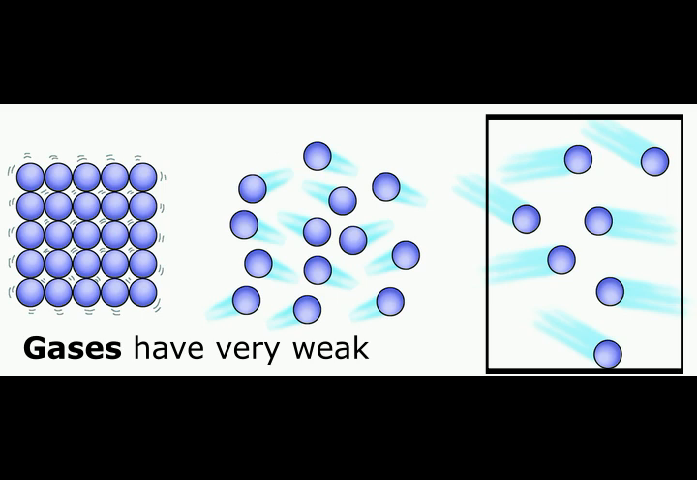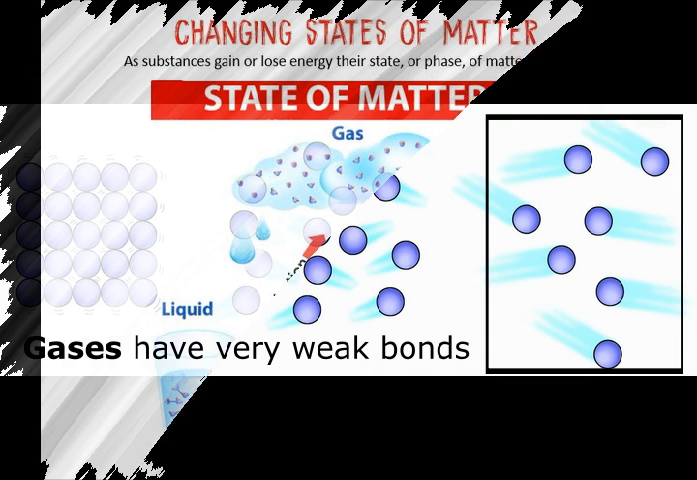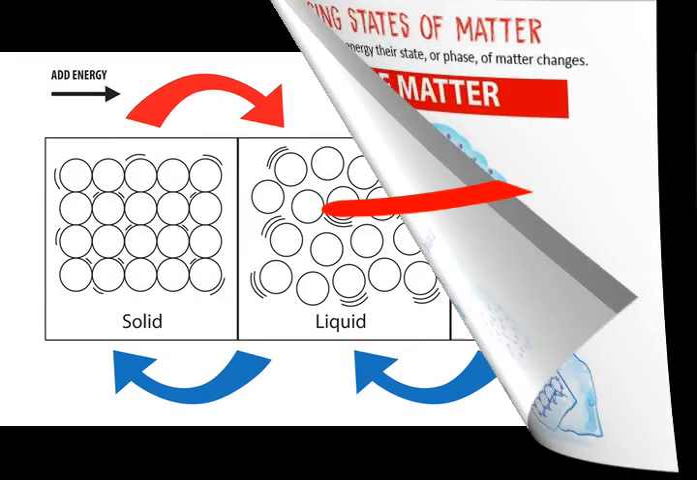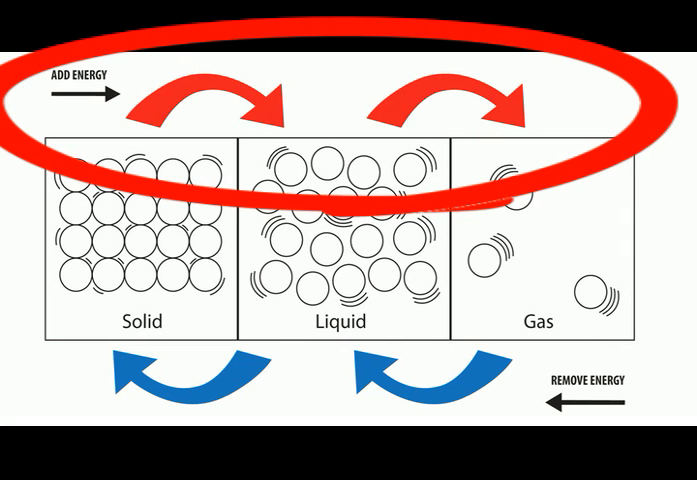Gases, however, have very weak bonds or no bonds at all between its particles. This means that gases are able to flow freely and very quickly. When changing the states of matter from one to another, energy needs to be applied or taken away to cause a physical or chemical change. By adding energy, it causes the molecules to convert from one state to another.